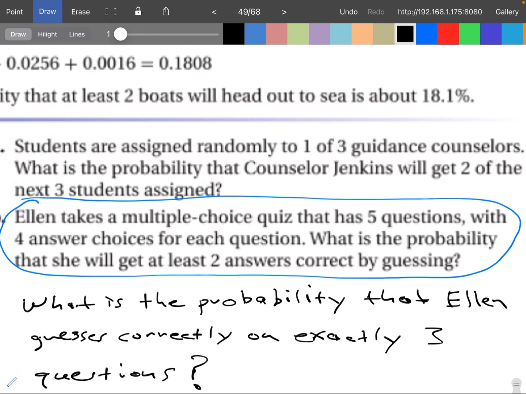So the key word on this part is where it says at least 2 answers correctly, all right? So same quiz. It's got 5 multiple choice questions. It's got 4 answer choices, A, B, C, and D. But this time we want to know what's the probability that she gets at least 2 answers correct. So that's the part you need to be aware of. This one said exactly 3, right? This one says at least 2.